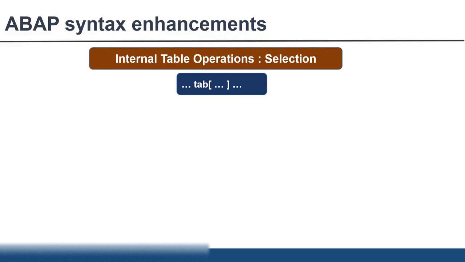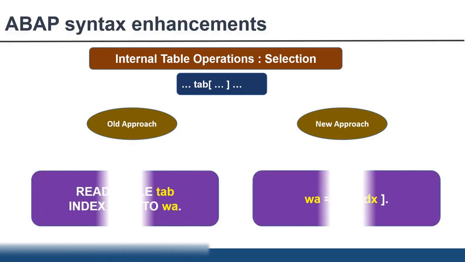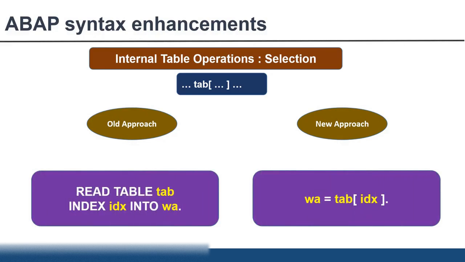Here you can see the comparison between the old approach and the new approach. First statement, reading the internal table using an index and placing it into a work area. The same statement is written in the new approach where the internal table is followed by braces, and within the braces the index is mentioned and the result is passed to the work area. The statement looks very simple here.